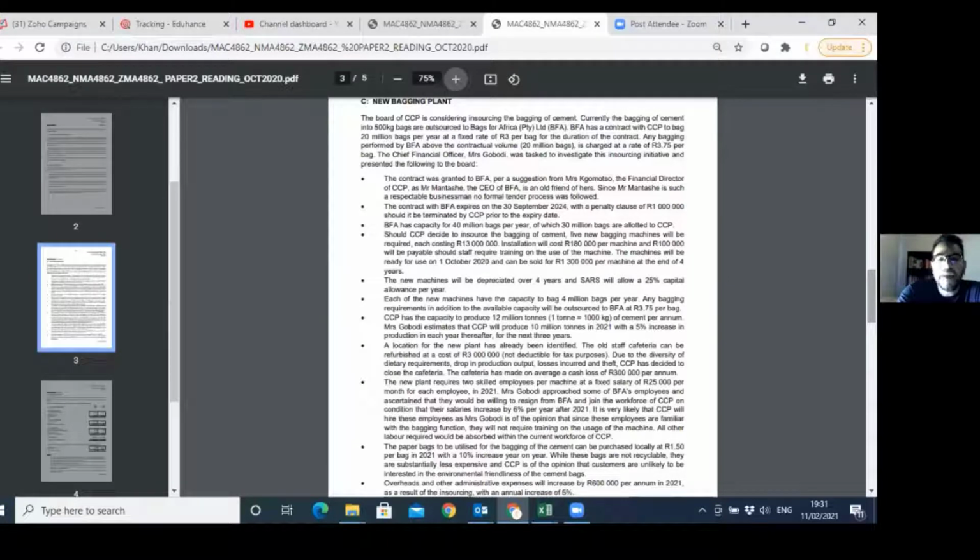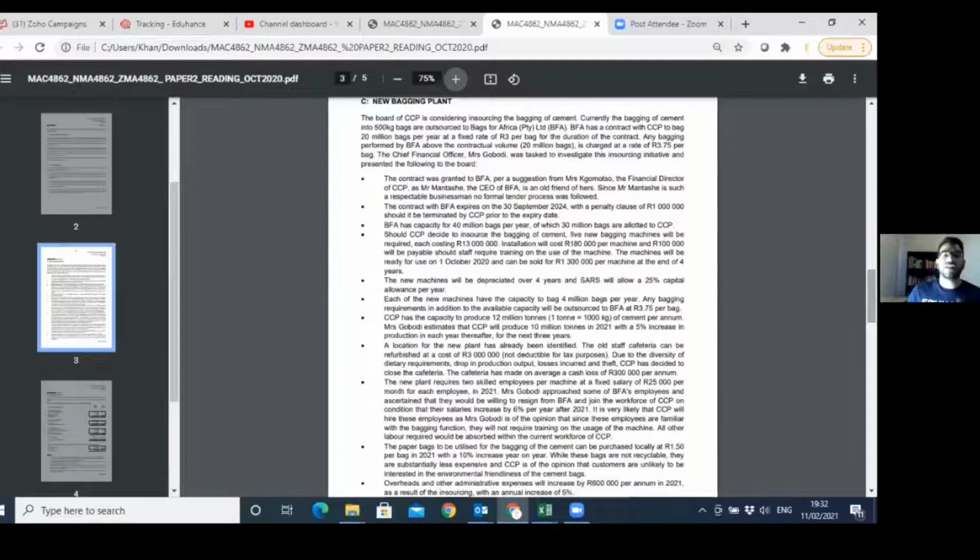CCP has the capacity to produce 12 million tons. 1 ton equals 1,000 kilograms. So 12 million tons, in other words, they can produce 24 million bags with that, because remember, each bag is 500 kgs and 1 ton is 1,000 kgs. So 2 bags per ton. So effectively, if they had to bag all the tons, they can bag a maximum of 24 million bags.